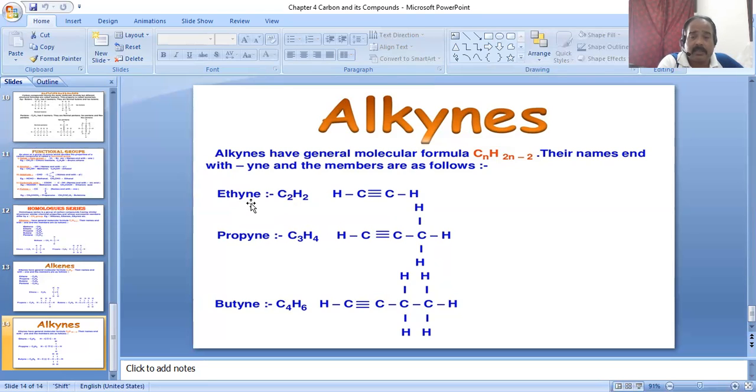And one more thing, the simple differences between alkane, alkene, and alkyne. Number one, bond: alkane has a single bond, alkene a double bond, alkyne a triple bond. Number two, suffix: ane, ene, and yne. And number three, the chemical formula of these groups: alkane CnH2n+2, alkene CnH2n, and alkyne CnH2n-2. So this is the alkane, alkene, and alkyne.